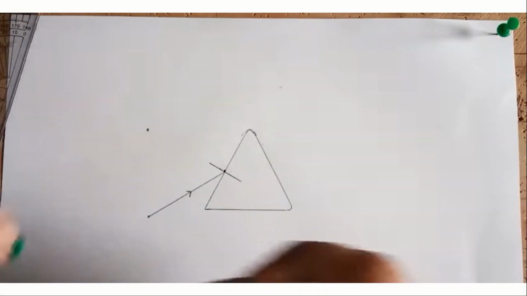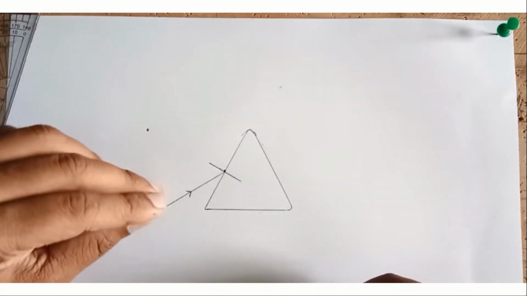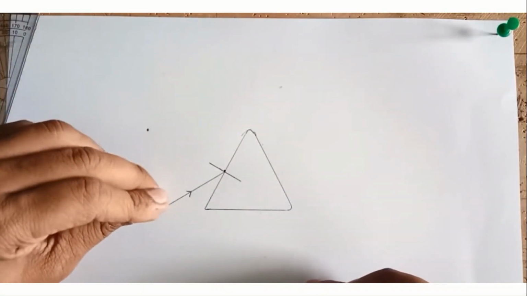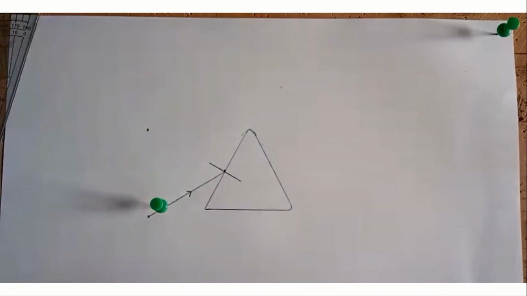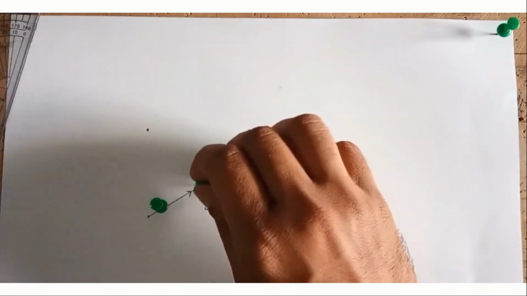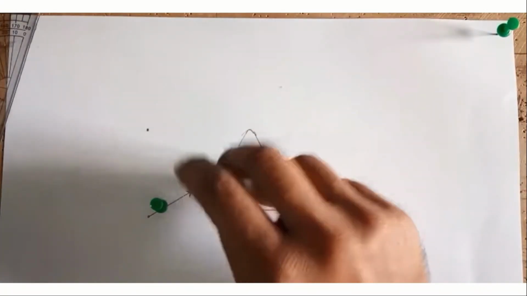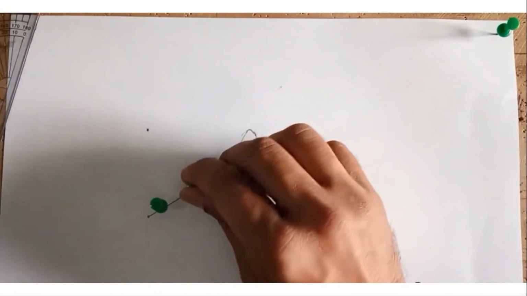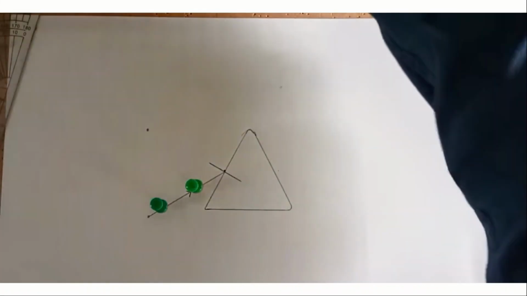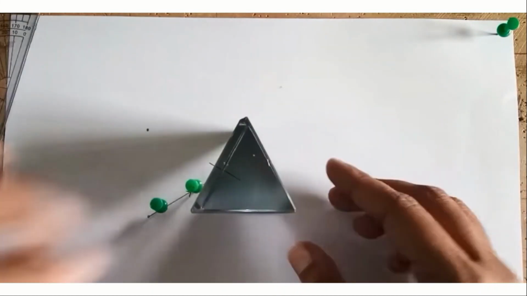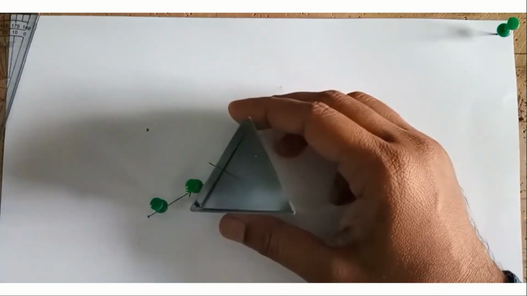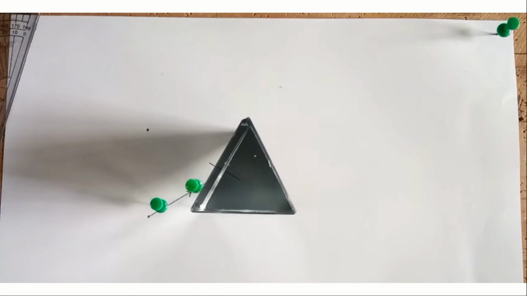Now what we have to do is we have to take two pins. Here I am taking two green softboard pins. We have to place them one after the other on the A4 sheet, that is exactly on the incident ray, so that the two softboard pins should be in exact alignment, that is in a straight line. Put the prism back on the outline, so that we can continue the experiment.